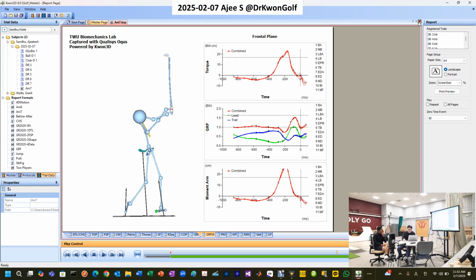Okay, so I'll show you a pattern similar to yours, but at the same time different from yours.